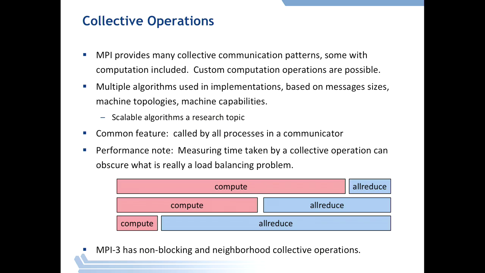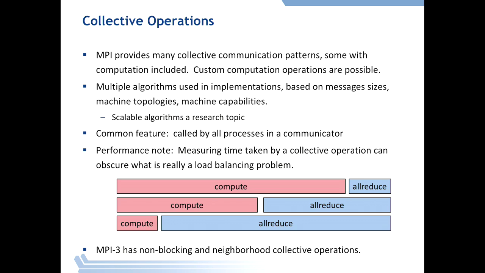A few words about collective operations. There are many collective operations. You've used some of them, I'm sure. And in some cases, computation is included. Implementations use lots of different algorithms for this. MPICH uses several depending on the situation, based on the message sizes, the machine topologies, and capabilities of the system. Finding scalable algorithms in this very large space of possible ways to do it, and the machines to do it on, remains a research topic. A common feature that makes it a collective operation is that all the processes must call this in a communicator.